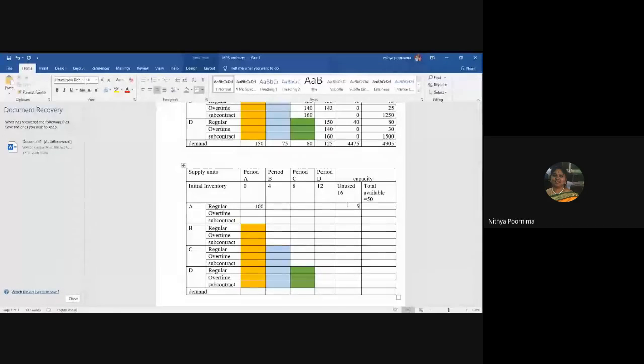Okay, now it is 100. In that 100, 50 will be unused. So I'm going to enter 50 here. And how much is overtime? 140, is it? 200. And subcontracting cost is 175. Right? These values I'm going to fill for period B and period C and period D.